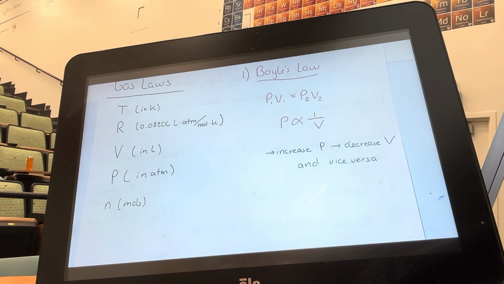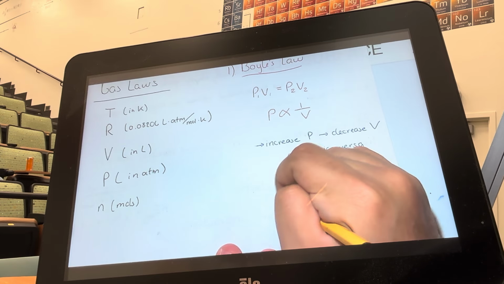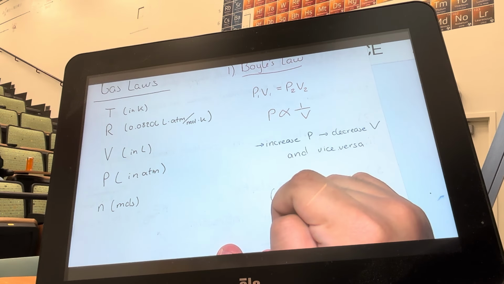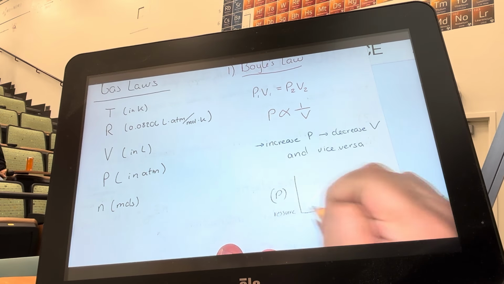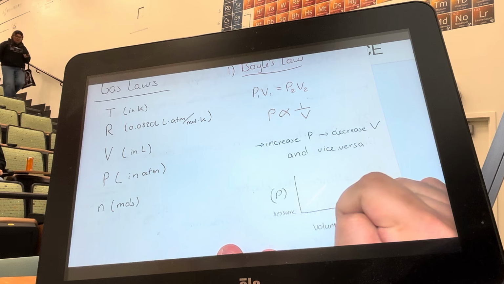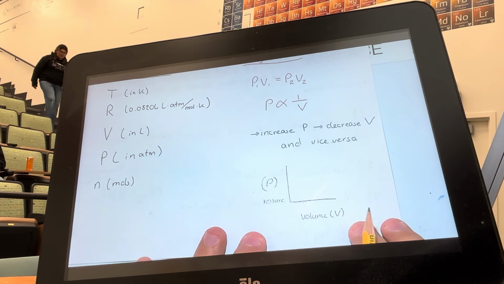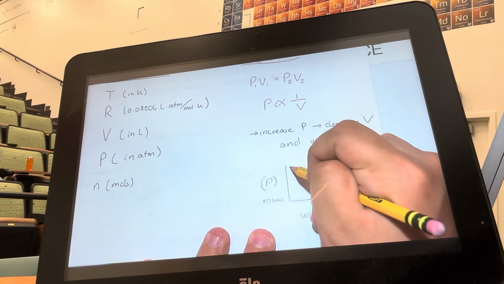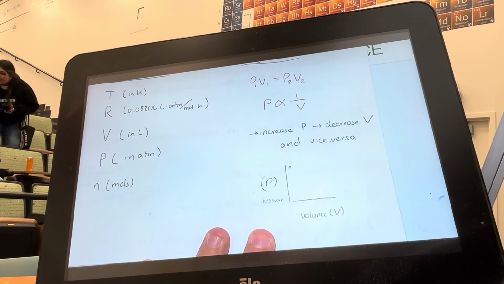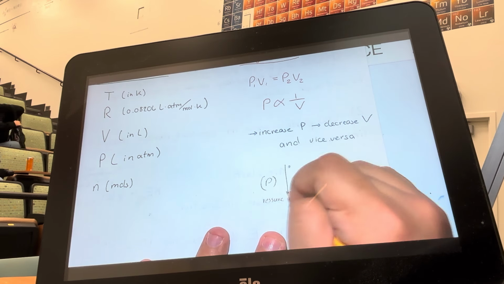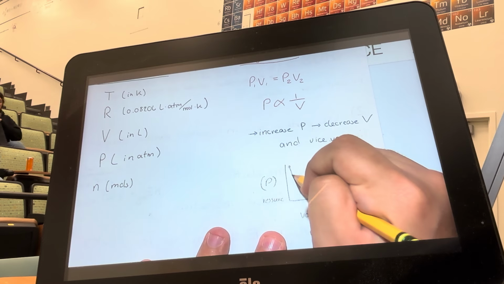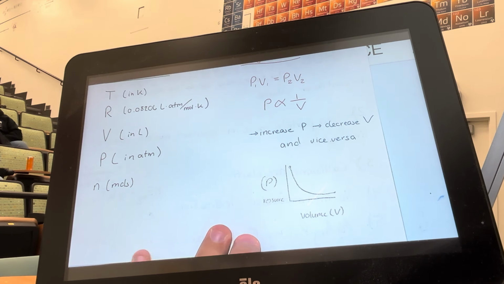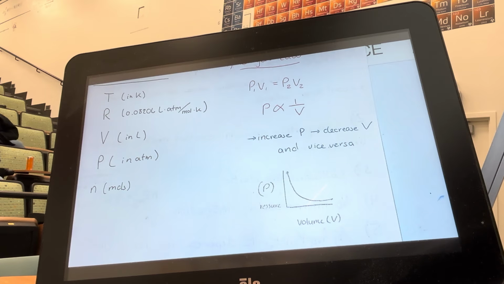And then really quickly, if you're more of a math person, I personally like these graphs. Here's pressure, and here's volume. At high pressure, you'll have little volume, so one point would be there. And then at high volume, we have low pressure. That makes sense. And so what it looks like is a hyperbola. That's just if you like to visualize it more mathematically.